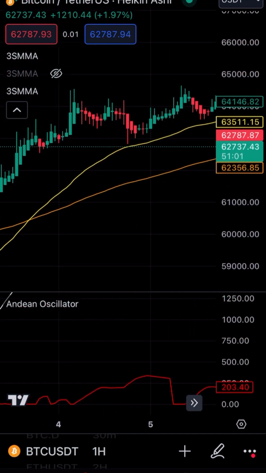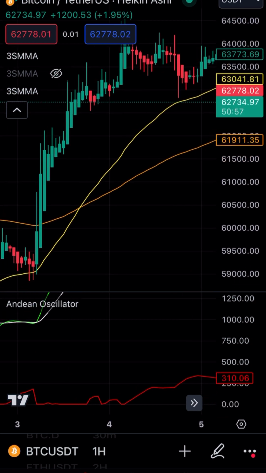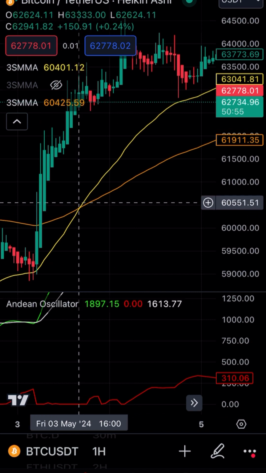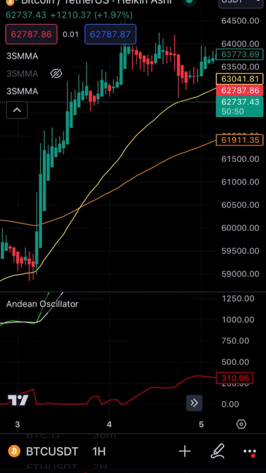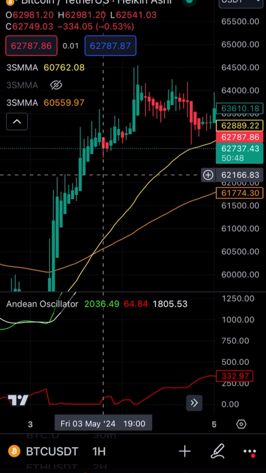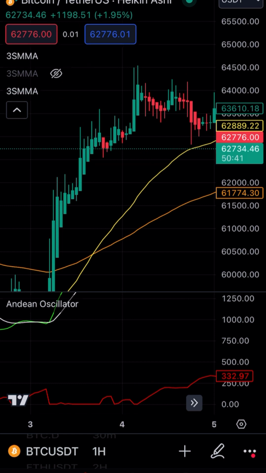So what I want to look for, a couple of examples here. Let's look at a moment where it crosses. So we see that the price of Bitcoin right here crossed at this point. So the moment of entry would have been right about here. This would have been when you got in.